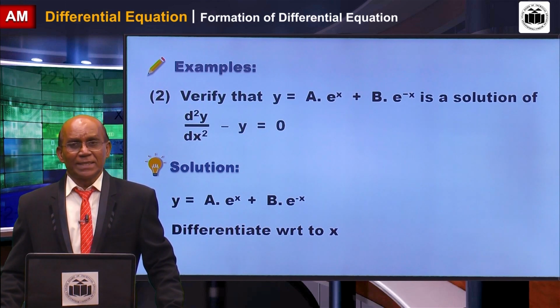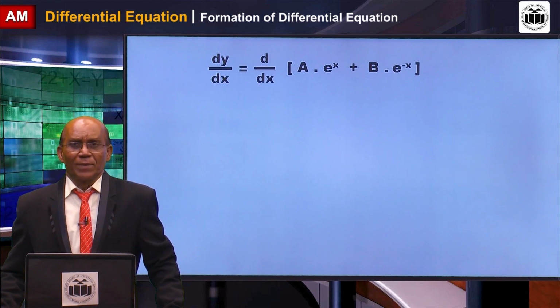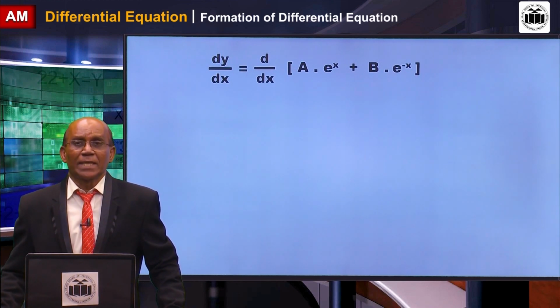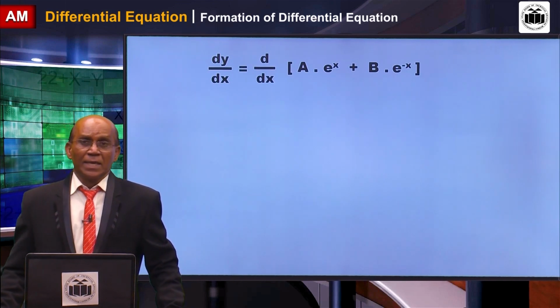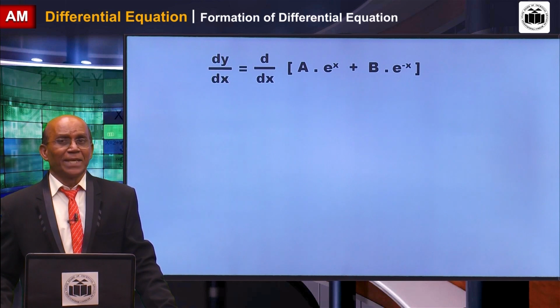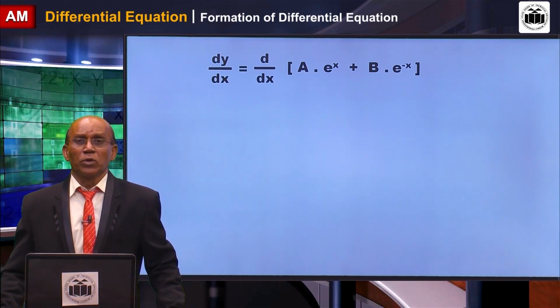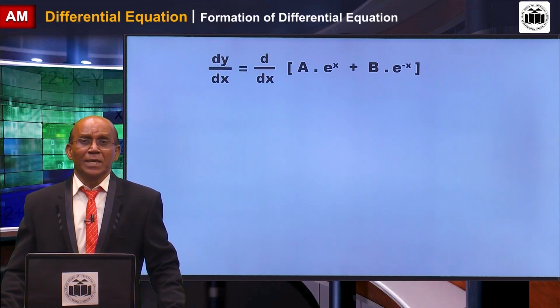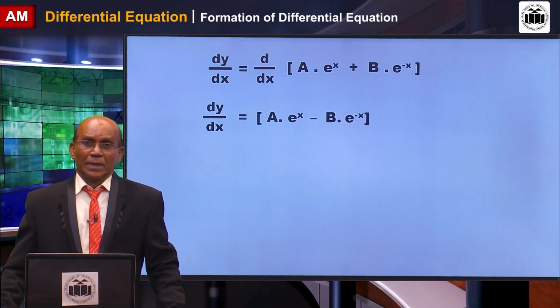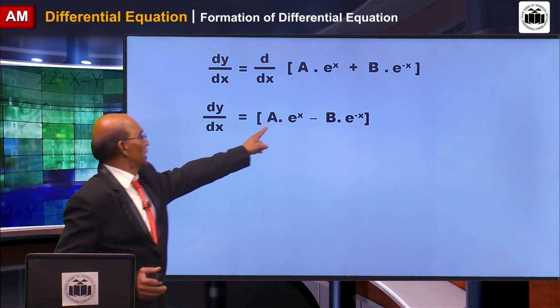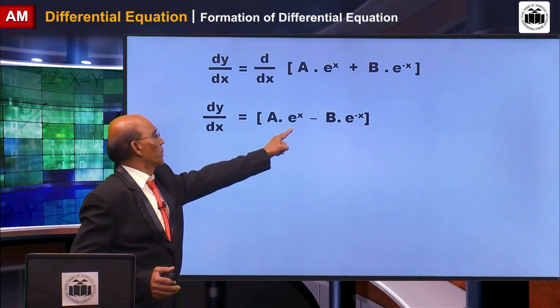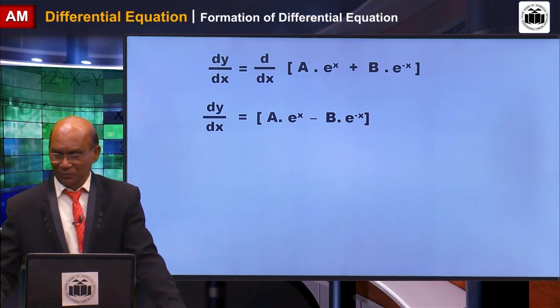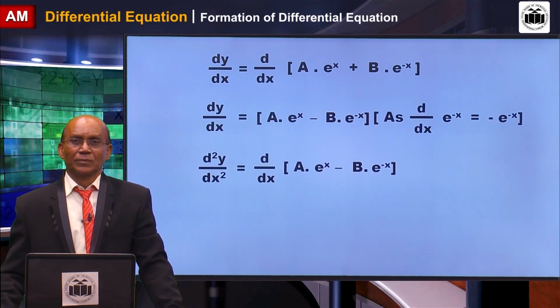Differentiate with respect to x. Now dy by dx, we write on the right hand side d by dx of a e raised to x plus b e raised to minus x. Here we are going to apply one rule, that rule is d by dx of u plus v, and by using that rule we come to this one here, d by dx of a e raised to x minus b e raised to minus x.